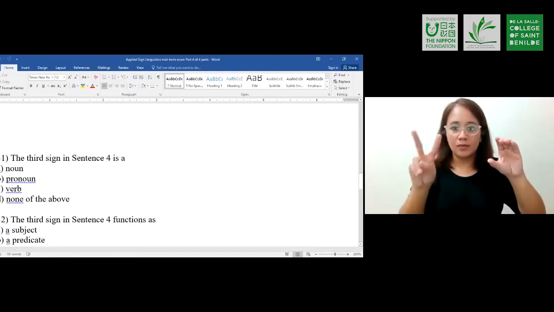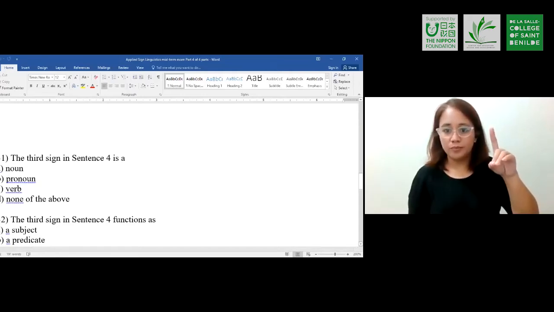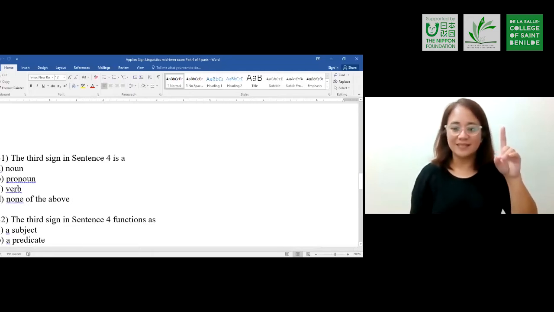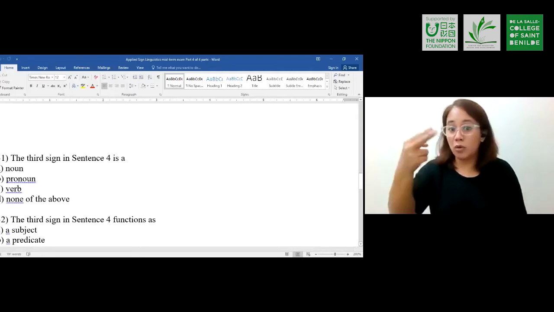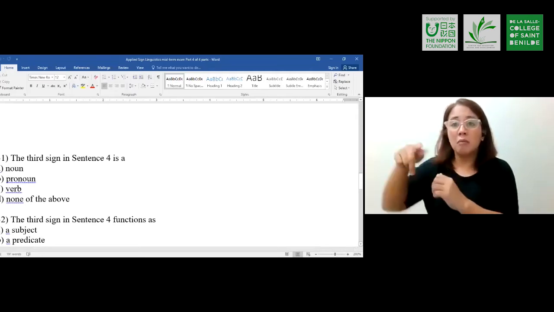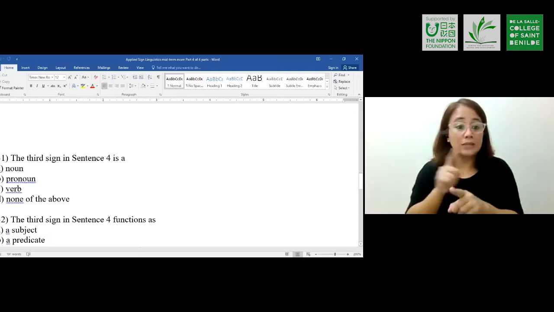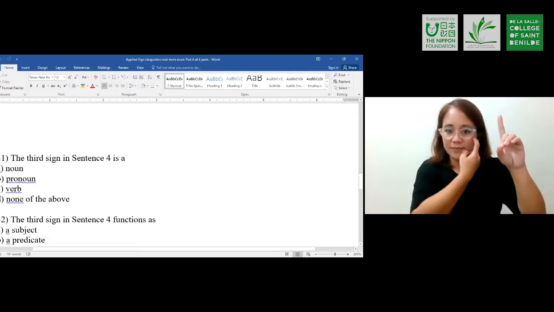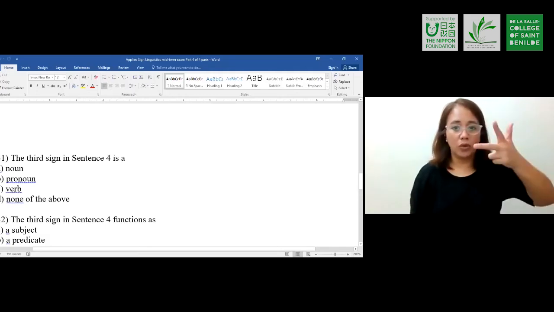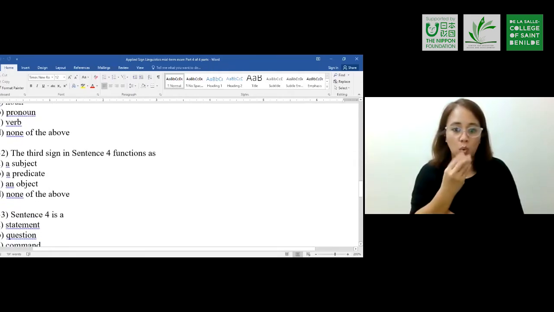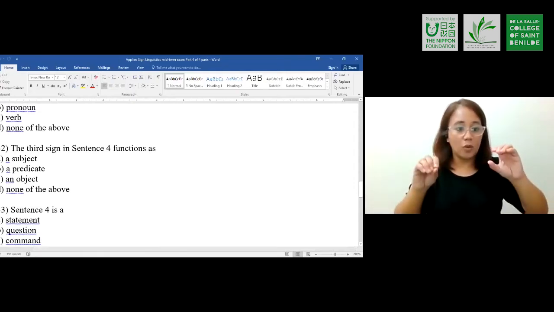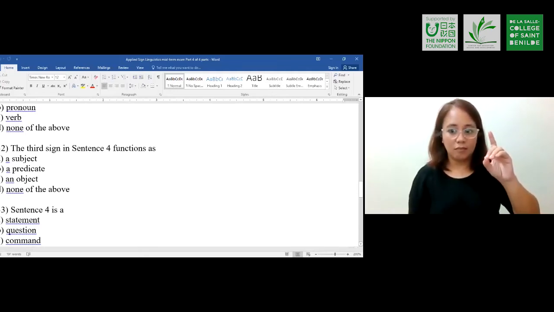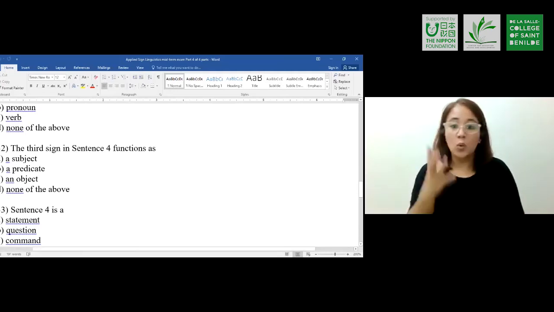Number 31. The third sign in sentence 4, which is who, is A, a noun, B, a pronoun, C, a verb, D, none of the above. I see D. Yeah. Now, some people call WH question words pronouns, but they're not really pronouns in the same sense. So D is the best answer to this one. Number 32. The third sign, who, in sentence 4 functions as A, a subject, B, a predicate, C, an object, D, none of the above. I see A. A, that's correct. Who is the subject of that sentence.